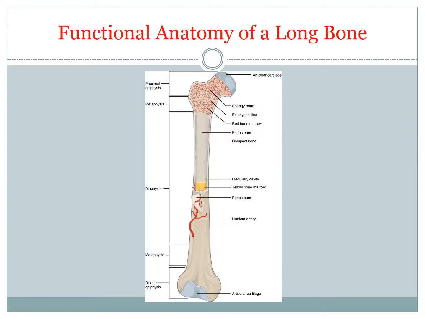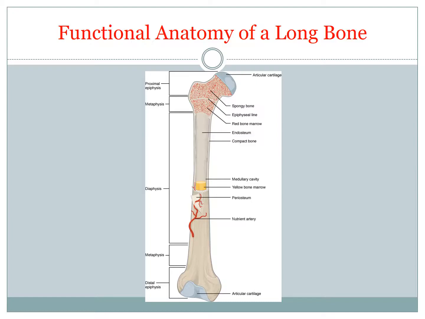The epiphysis is the ends of the bones, and the ends are composed primarily of spongy bone surrounded by a thin layer of compact bone. There is the proximal end, which is closest to the origin of attachment, and the distal end, which is furthest from the origin of the attachment.